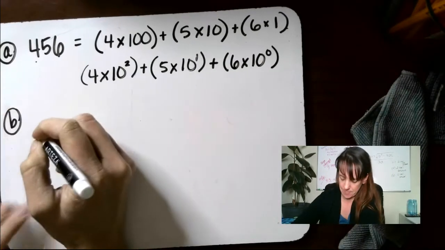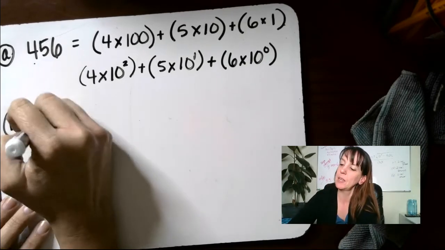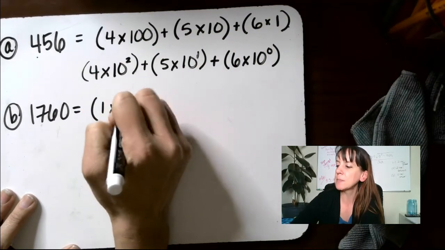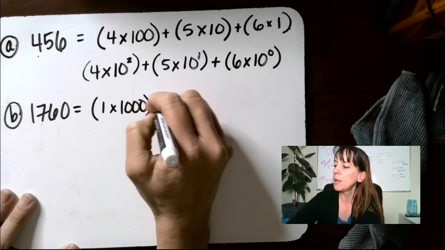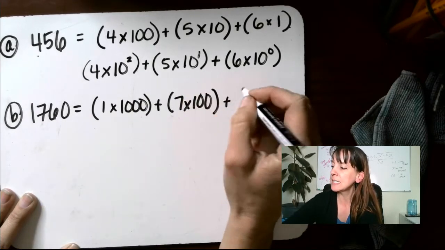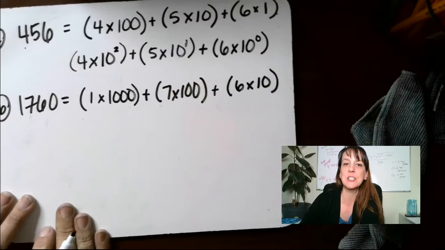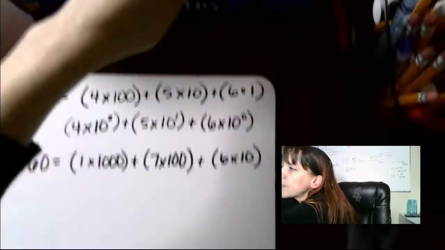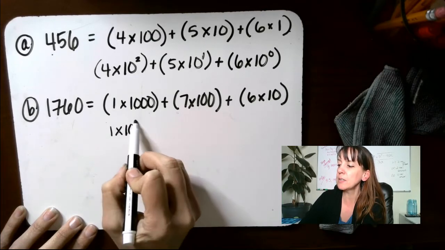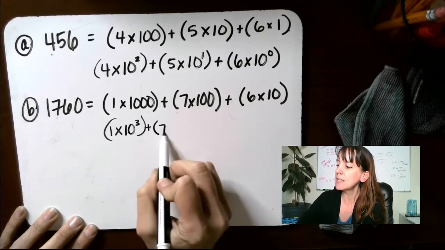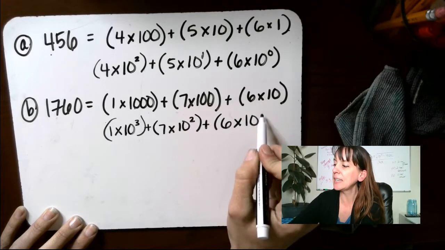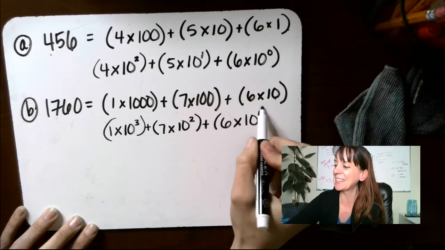So that's A. So for B, we have 1,760. Okay, I'll skip this part now, well, I'll do it one more time. 1 times 1,000, because that's in the 1,000 spot, plus 7 times, and it's in the hundreds spot, so 7 times 100, plus 6 times 10. All right, let's put this into expanded notation or scientific notation, okay? So to the powers of 10, we've got 1 times 10 to the 1, 2, 3 zeros, plus 7 times 10 to the 1, 2 zeros, plus 6 times 10 to the 1 zero here. So it's going to look like this.